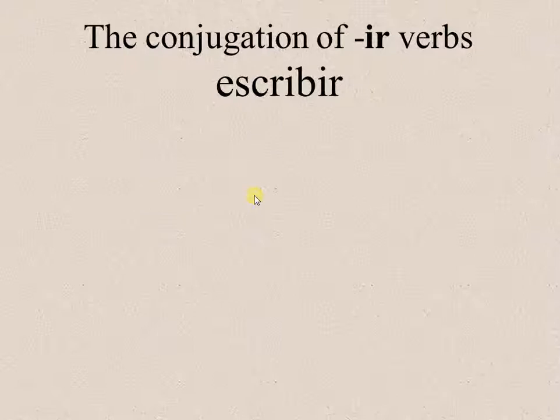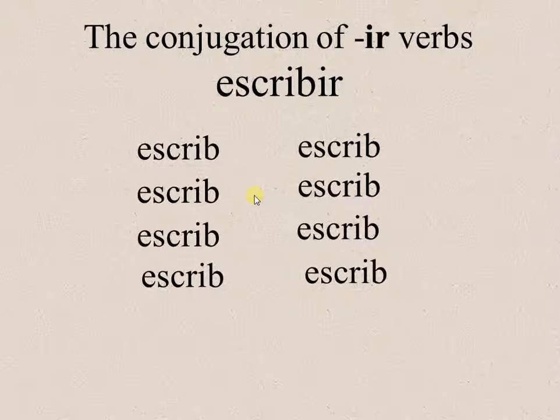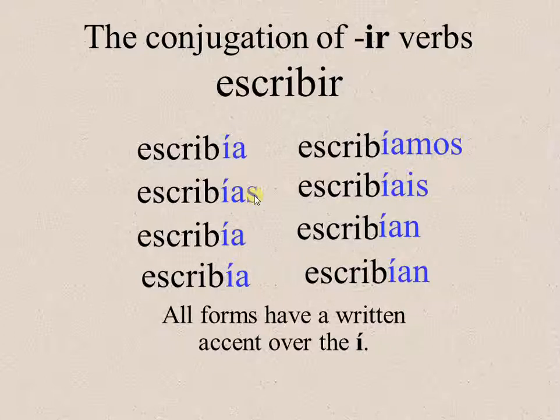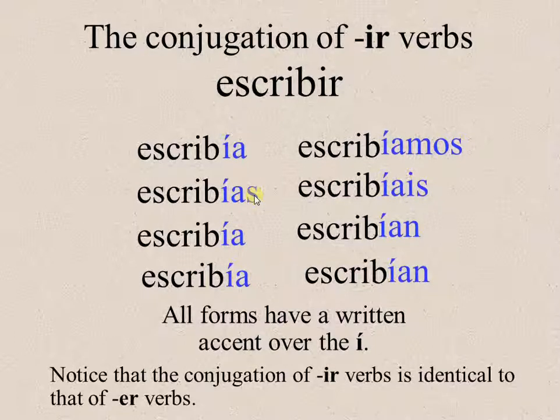The conjugation of IR verbs in the imperfect. Escribir, to write. Start with a stem. Yo escribía, tú escribías, él, ella escribía, usted escribía, nosotros escribíamos, vosotros escribíais, ellos, ellas escribían, ustedes escribían. All forms have a written accent over the I. Now, what did you notice? Well, the conjugation of IR verbs is identical to that of ER verbs. So that's good for us.